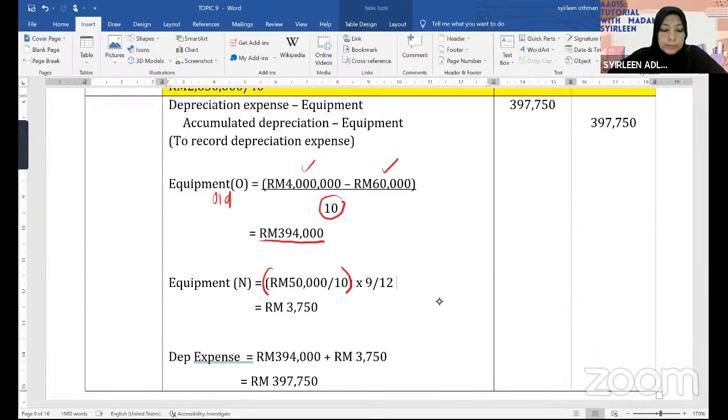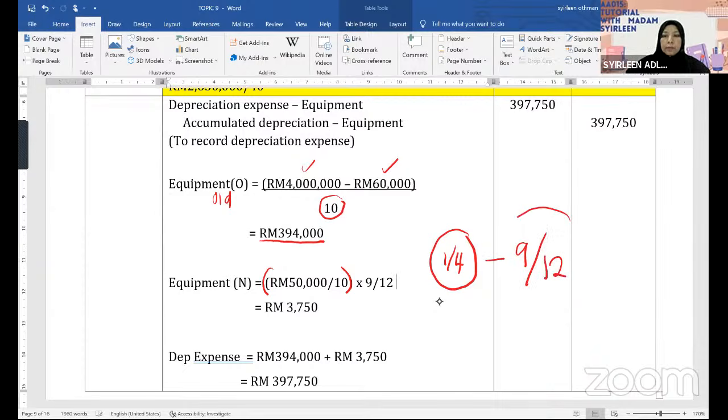information. Okay, cuma sebab saya beli equipments ni pada 1 hari bulan 4. Okay, so this is the date of the purchase. So my calculation will start from April. Okay, so kita ada April, May, June, July, August, September, October, November, December. That is 9/12. So bila kita kira depreciation expense untuk equipment yang baru, kita akan multiply dengan 9/12.